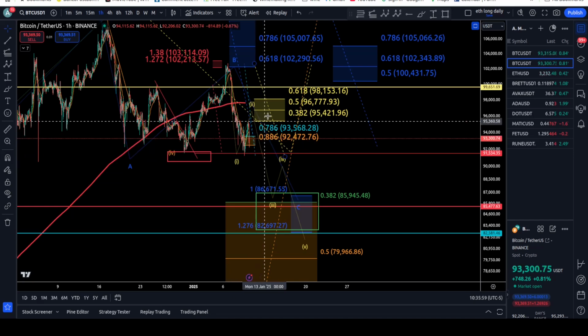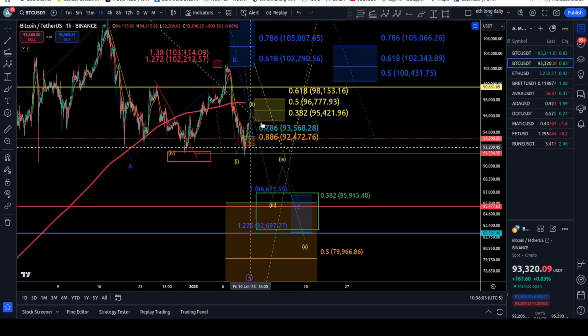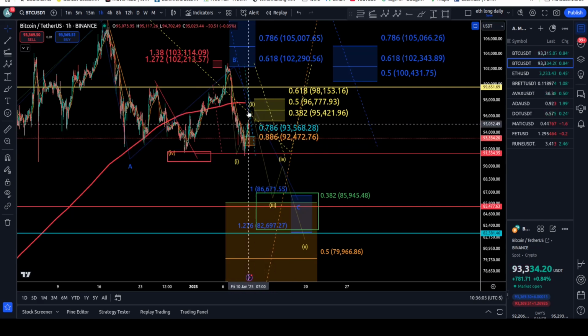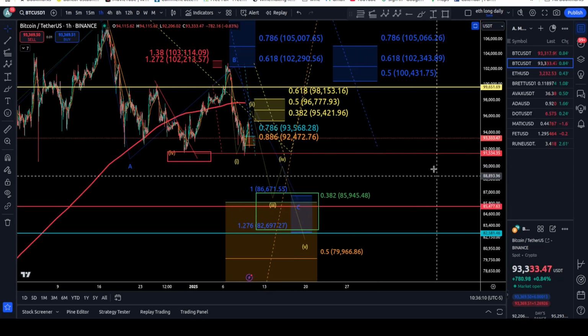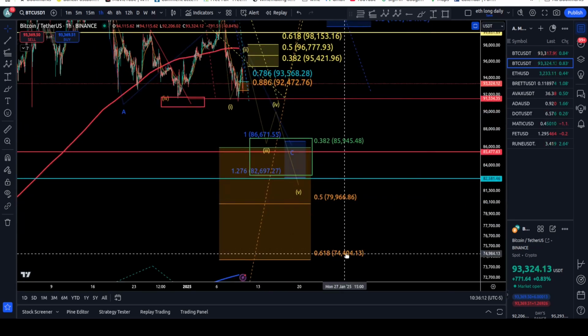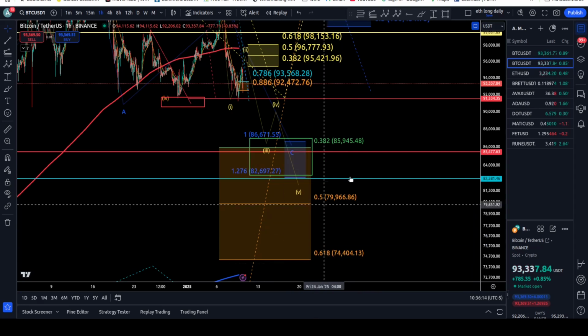I'm expecting price to go a little bit higher to have a proper wave 2. If not, you know my levels where they are. Can we go lower? We can, up to 74,400. We're good to go.